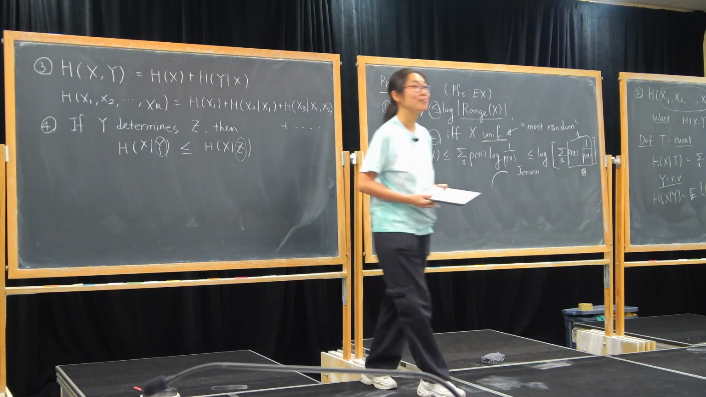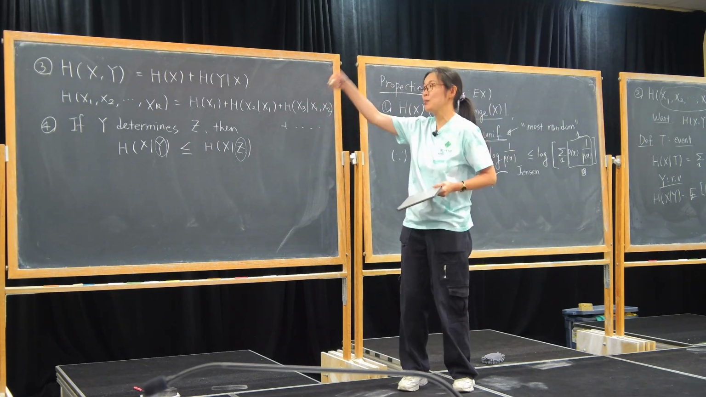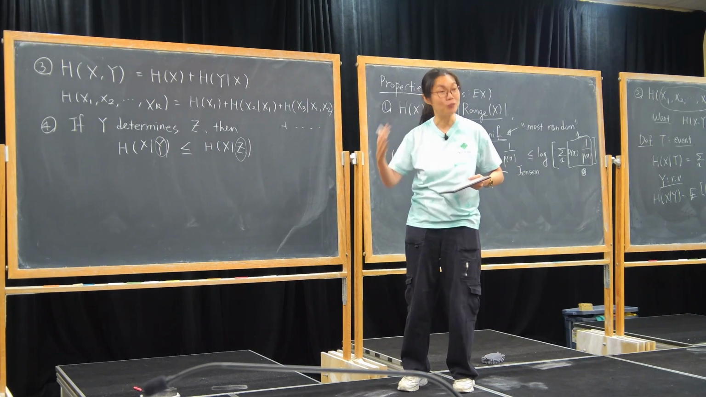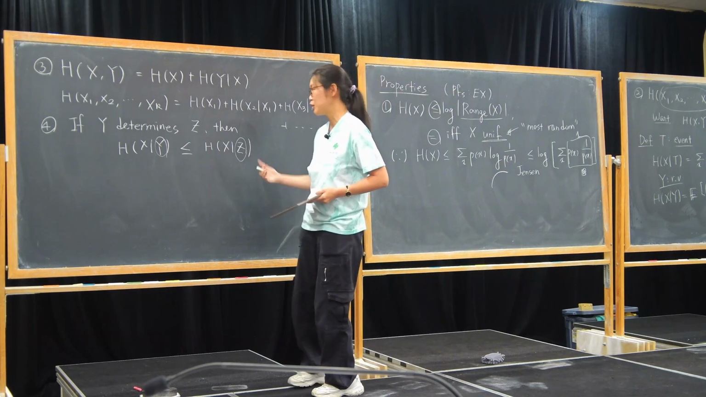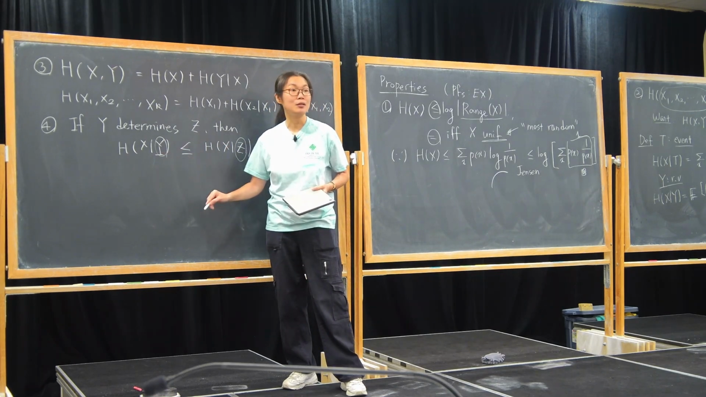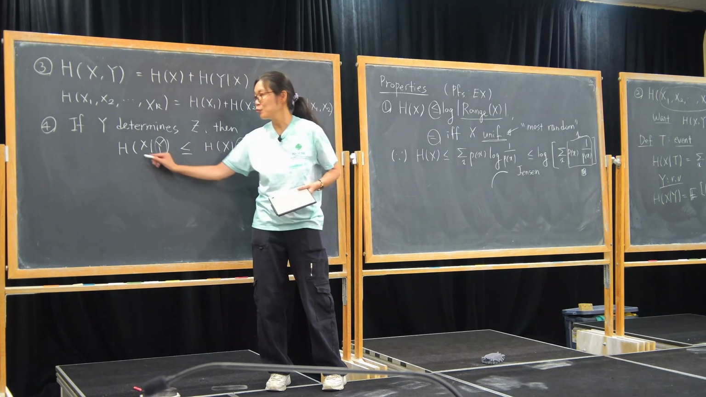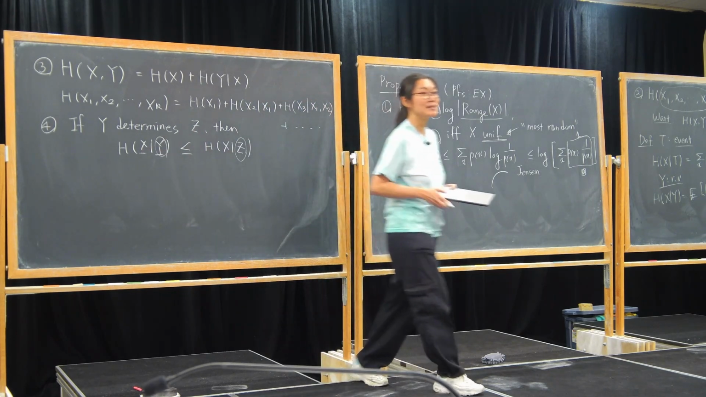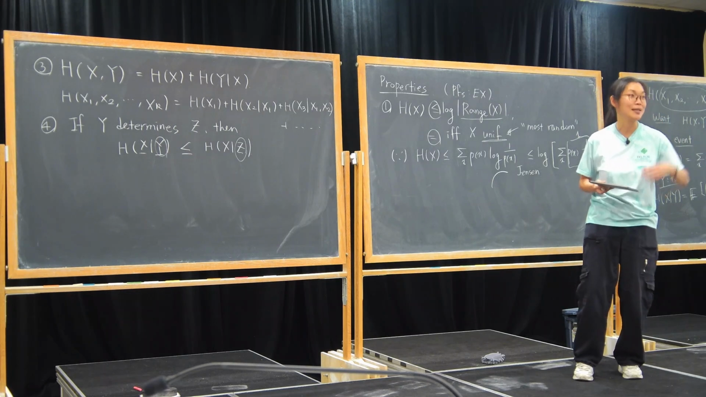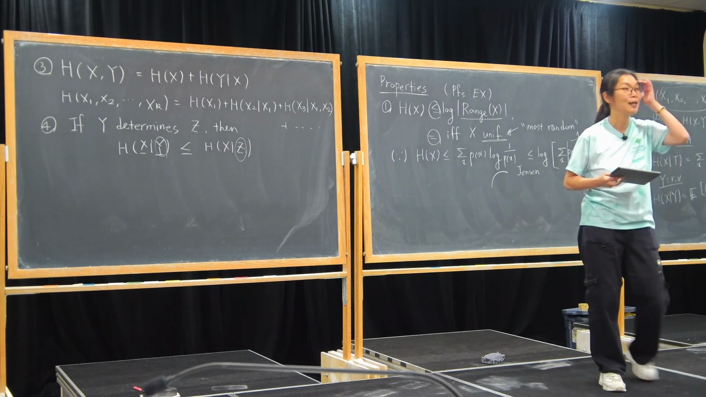So we have this, and this is because Y determines Z. That means Y gives us stronger, or more information than Z. So because we exposed more information, we are left with less randomness. Is this intuitively okay? And you can actually prove this using the definition and Jensen's inequality, etc.